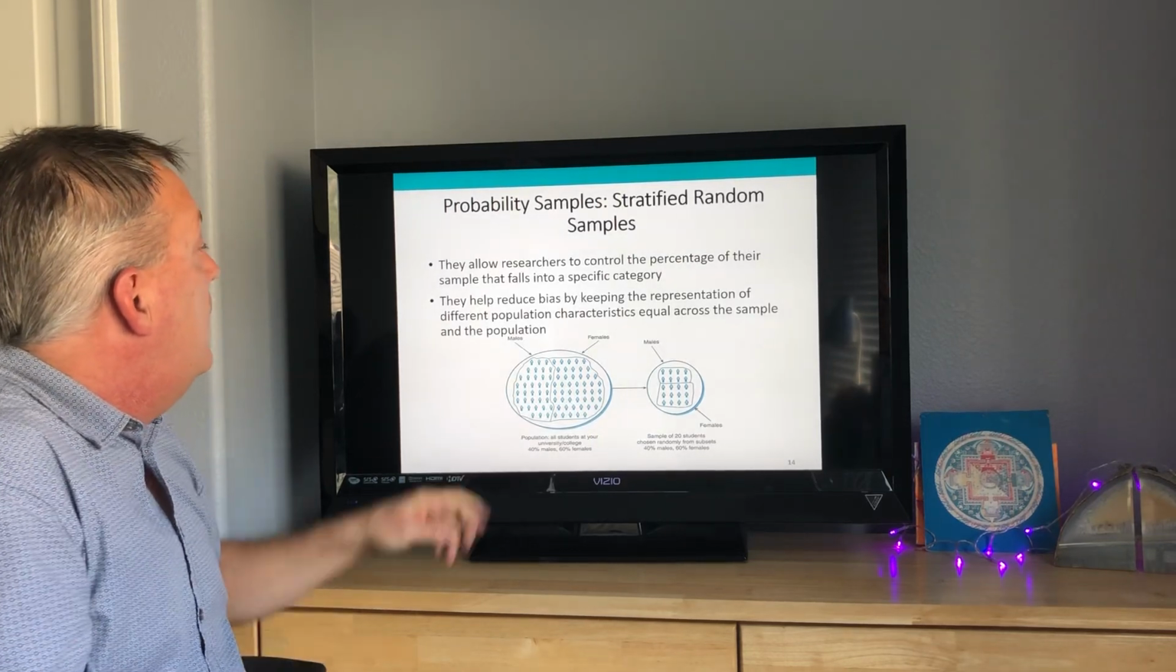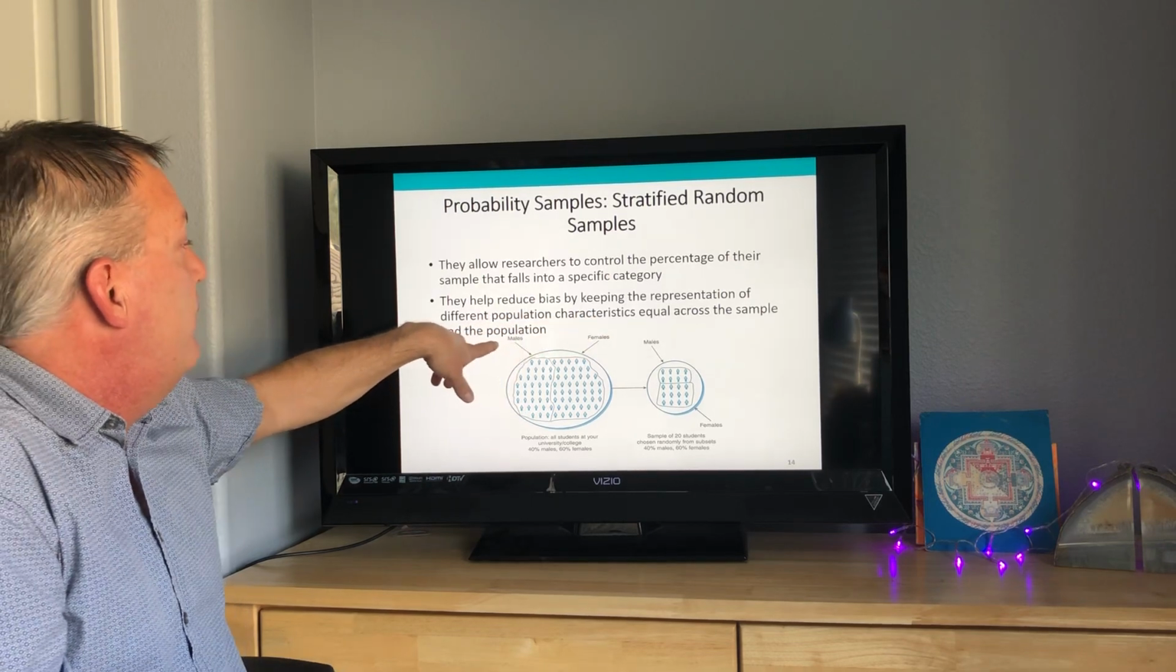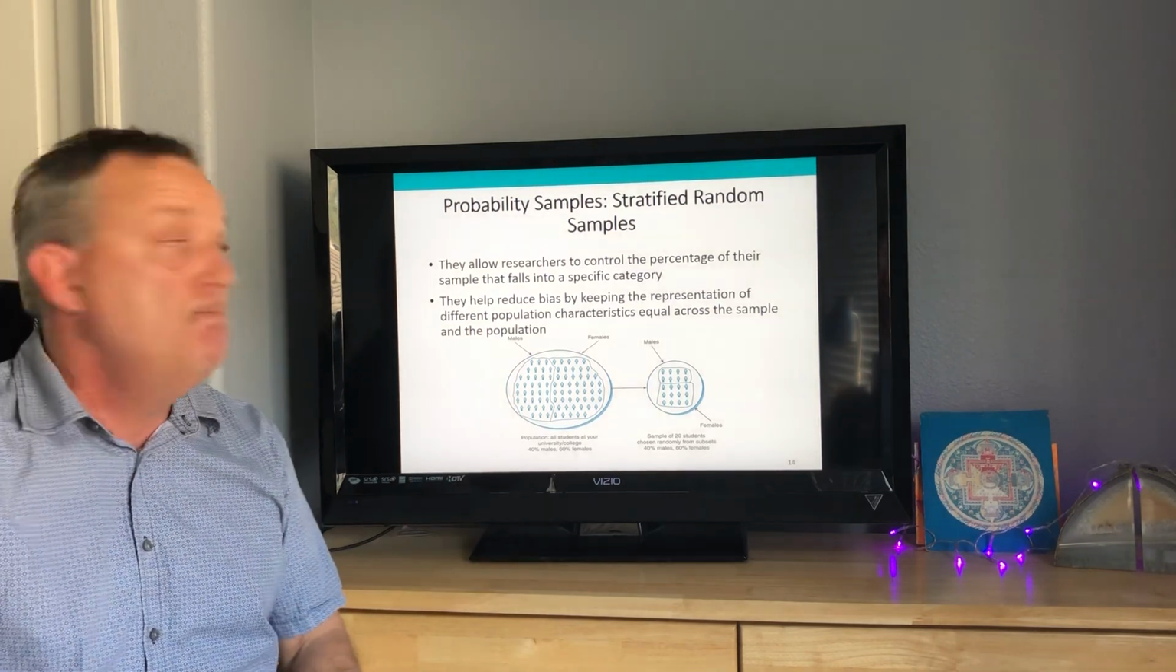In any case, going back to the example, they help reduce bias by keeping the representation of different population characteristics equal across the sample and the population.